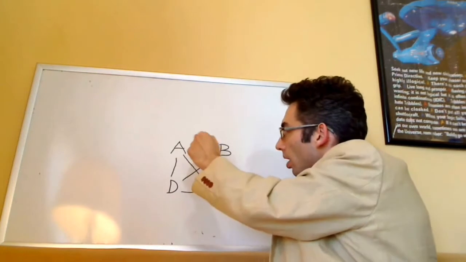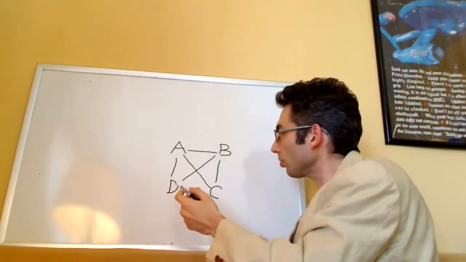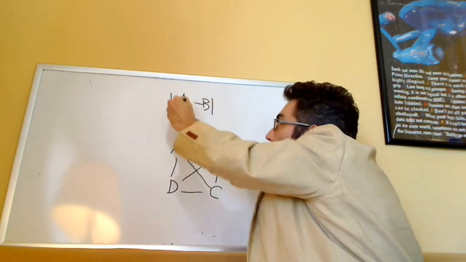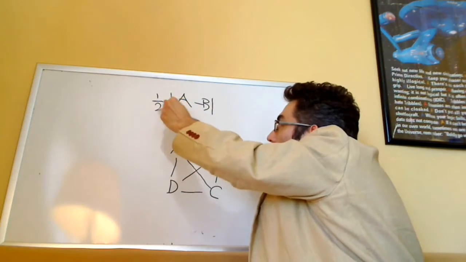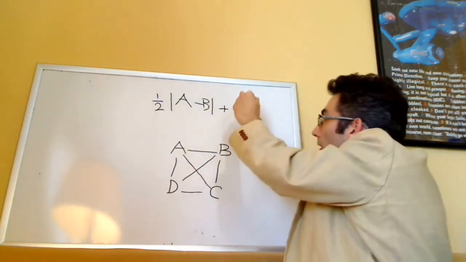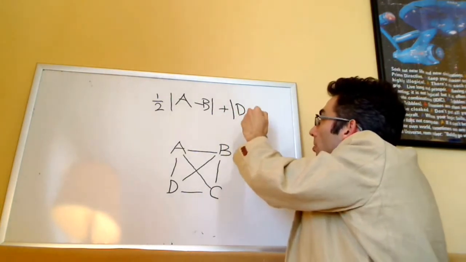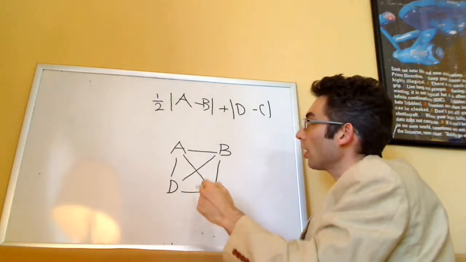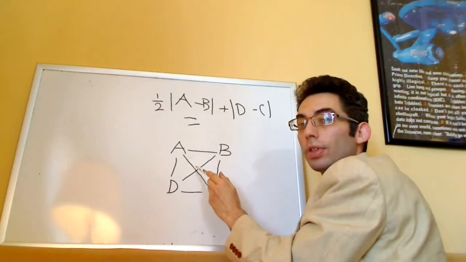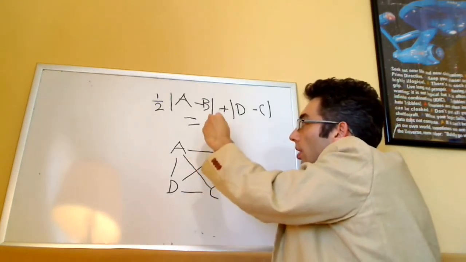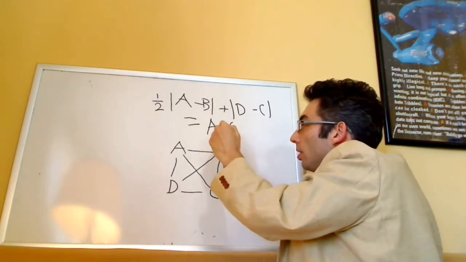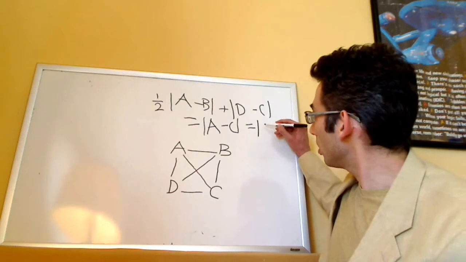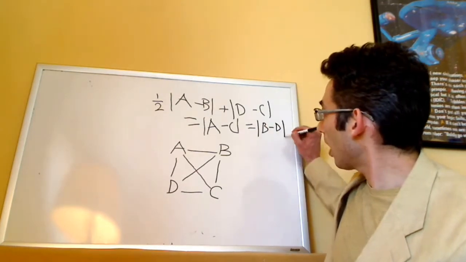So the difference of A and B, so that will be like absolute value of A minus B, 1/2, plus absolute value of D minus C. So 1/2 the difference of this part plus 1/2 the difference of this part equals the diagonal difference, and so that equals the absolute value of A minus C, and it equals the absolute value of B minus D.